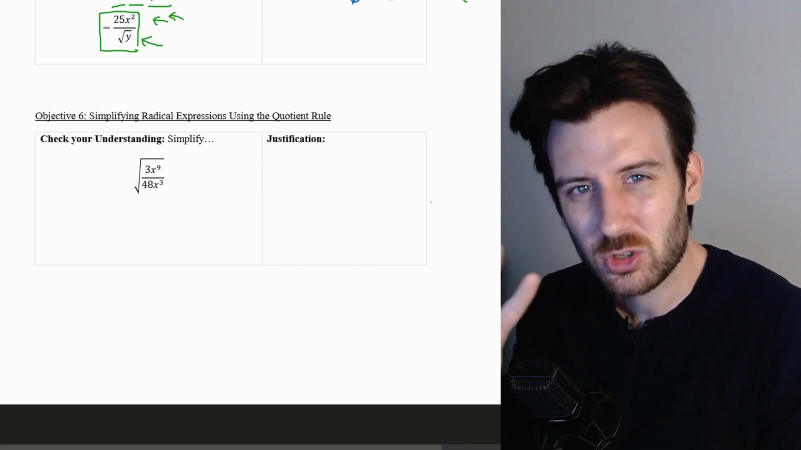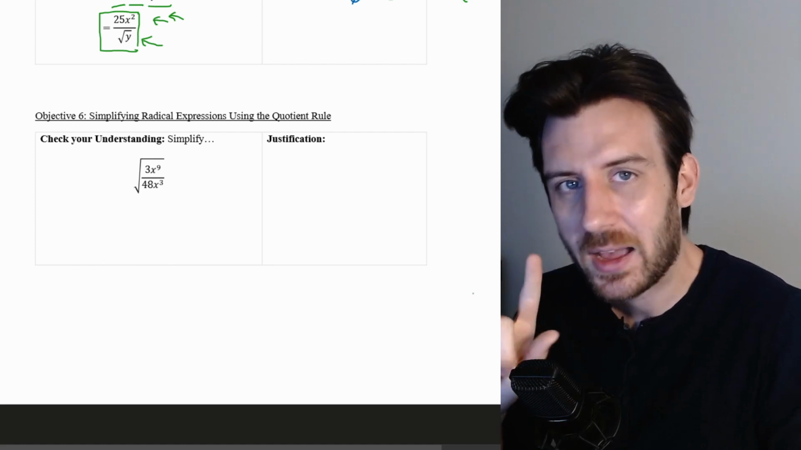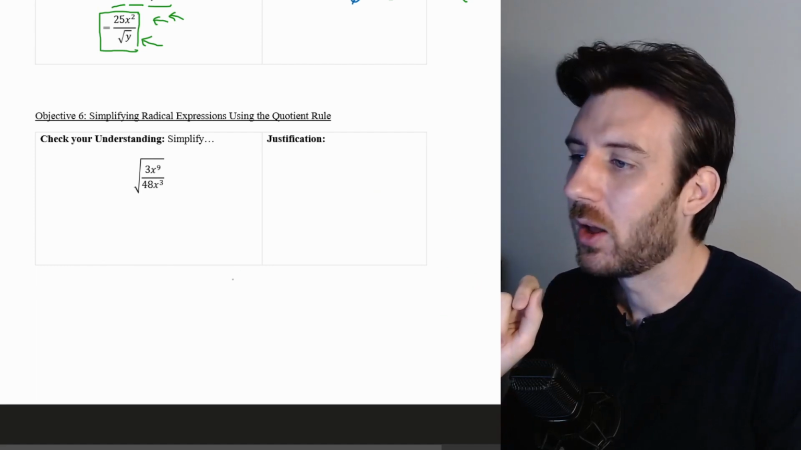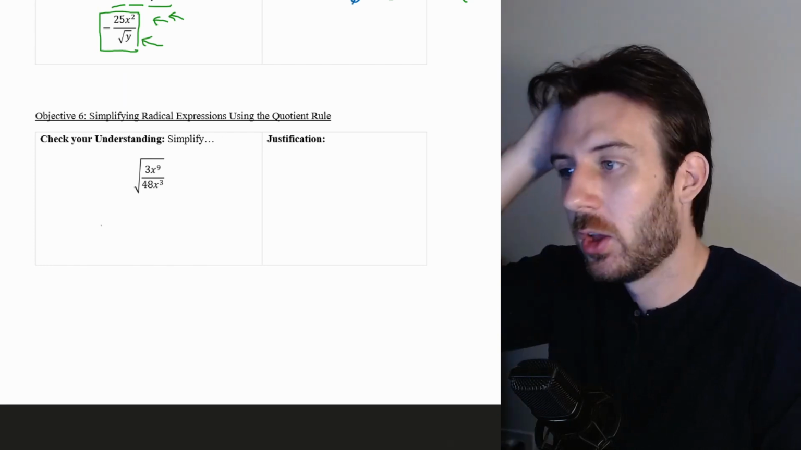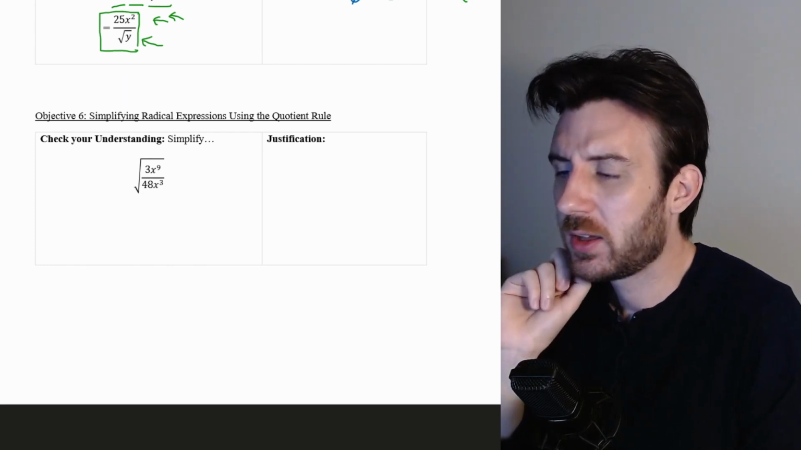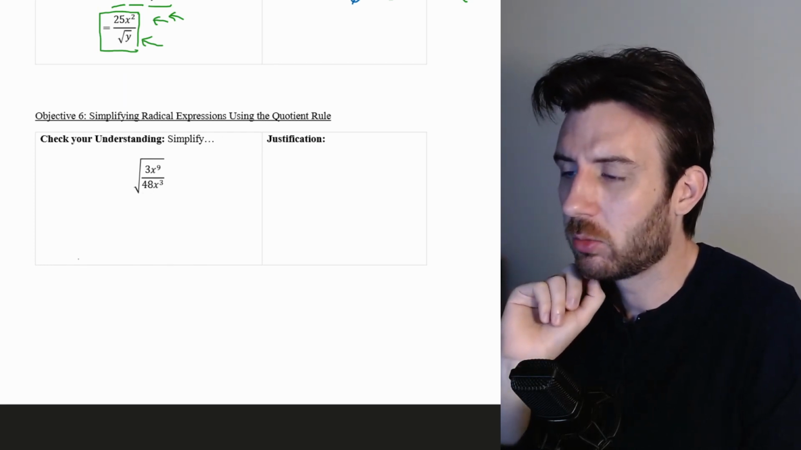Write down at least 2 different ways to solve this problem in your notes. I will help give you one of them. So the way I look at this problem, we have the square root of 3x to the 9th over x cubed. What can we do?